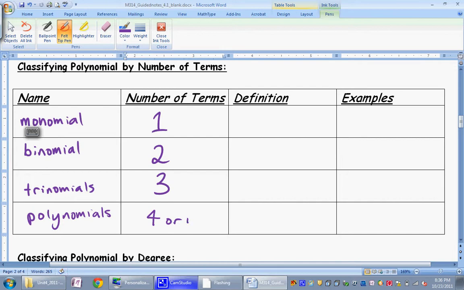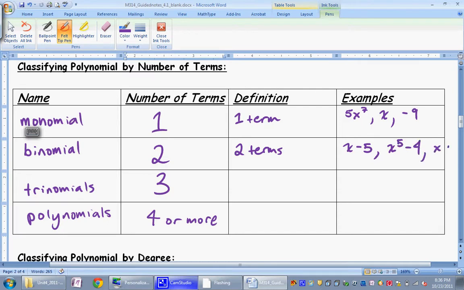Let's do some examples. So a monomial only has one term. An example of a monomial would be maybe 5x to the 7th power. It only has one term. Just the letter x, just the variable x, that's a monomial. Maybe negative 9, that's also a monomial, if it only has a single term. A binomial, 2 terms. So x minus 5, that's a binomial. x to the 5th minus 4, that's a binomial. x plus y, that's also a binomial, 2 terms.